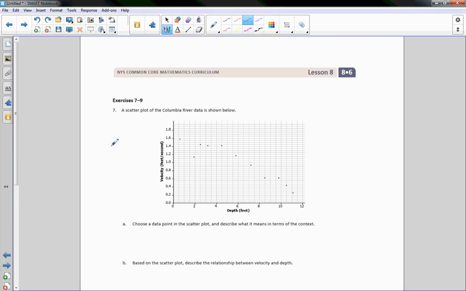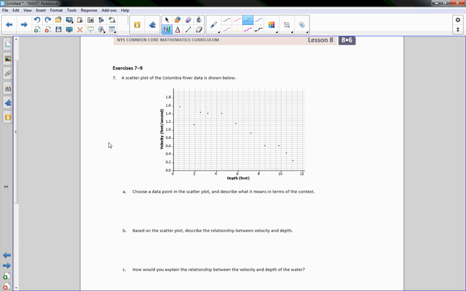Number 7, a scatter plot of the Columbia River data is shown below. So the table that we had on the last page, here's what it looks like in a scatter plot. Choose a data point in the scatter plot and describe what it means in terms of the context. So I'll just pick a number. How about this one right here? And that is the point 4. This is 4, 4.5, 5, 5.5, 6. So that's halves. So that's 4.5 feet.